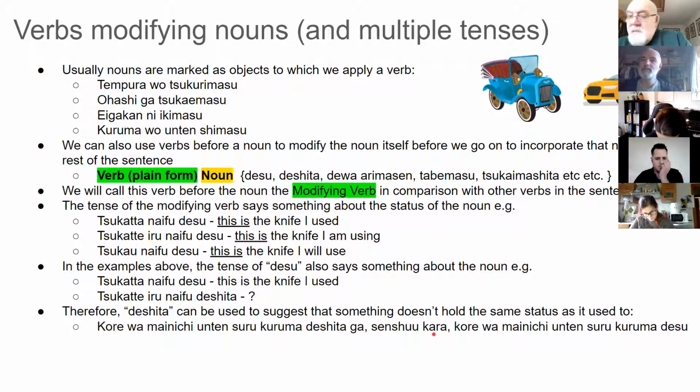Ga senshu kara, from last week, kore wa mainichi unten suru kuruma desu. So here we're seeing that the only difference is deshita here and desu here, saying that this car no longer has the status as being the one that you use every day.